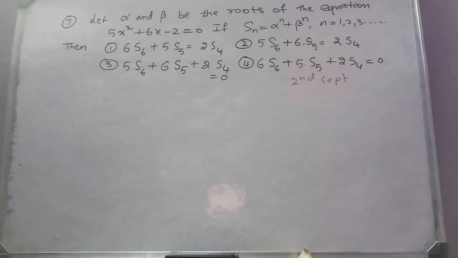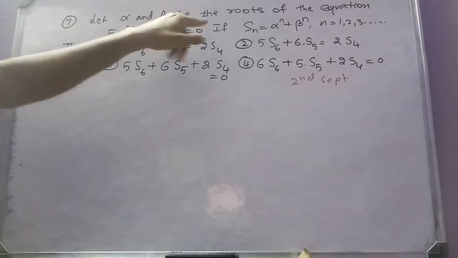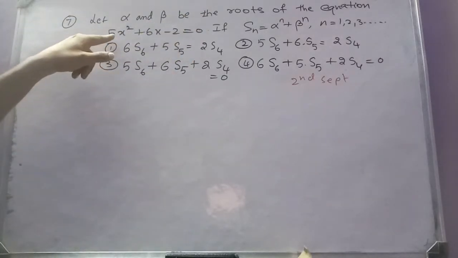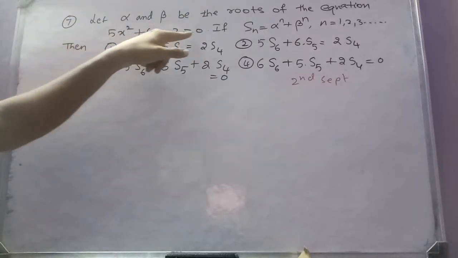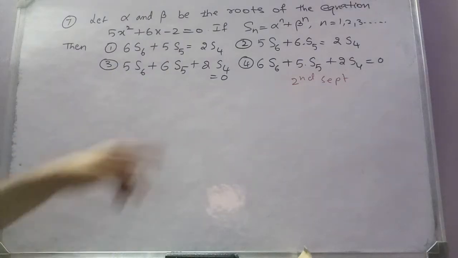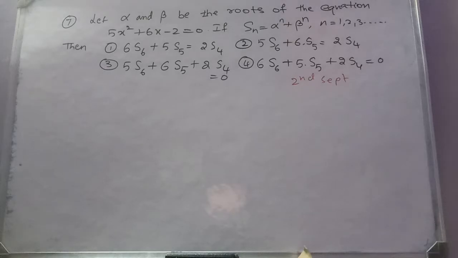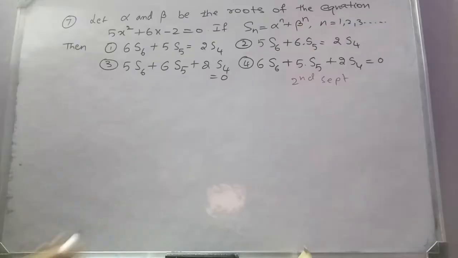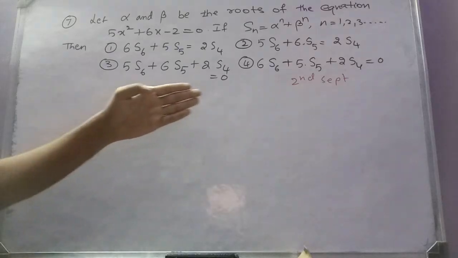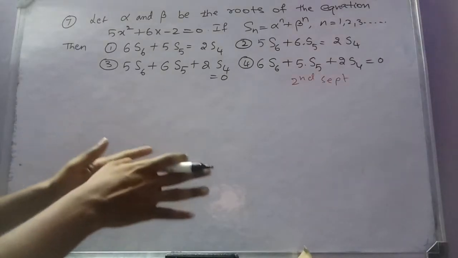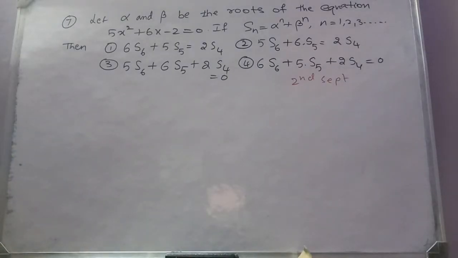The next question. Let alpha and beta be the roots of the equation 5x square plus 6x minus 2 equal to 0. And then if Sn is equal to alpha power n plus beta power n, where n is equal to 1, 2, 3 and so on, then which of the following options are correct? This is a September shift question. So from here on we will look into the questions given in September shifts. So 2nd September, first shift.